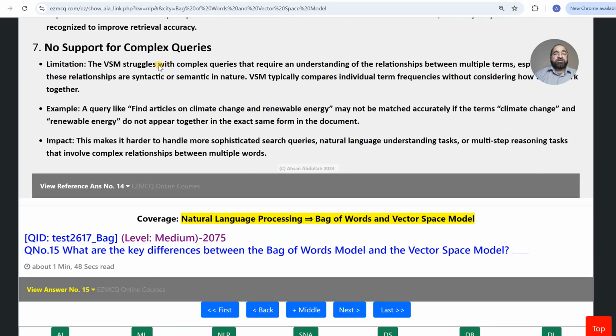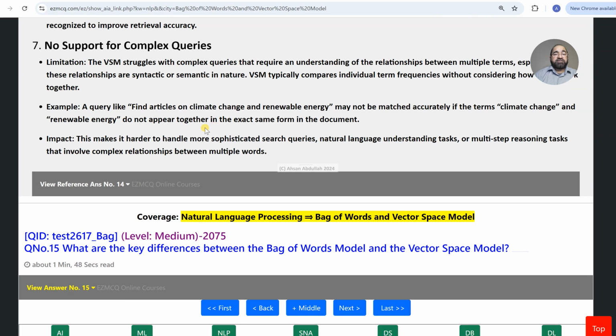And no support for complex queries, like find articles on climate change and renewable energy, may not be matched if the terms climate change and renewable energy do not appear together. So if you are using unigrams, this is gone. And of course, if you use bigrams, they have their own issues.